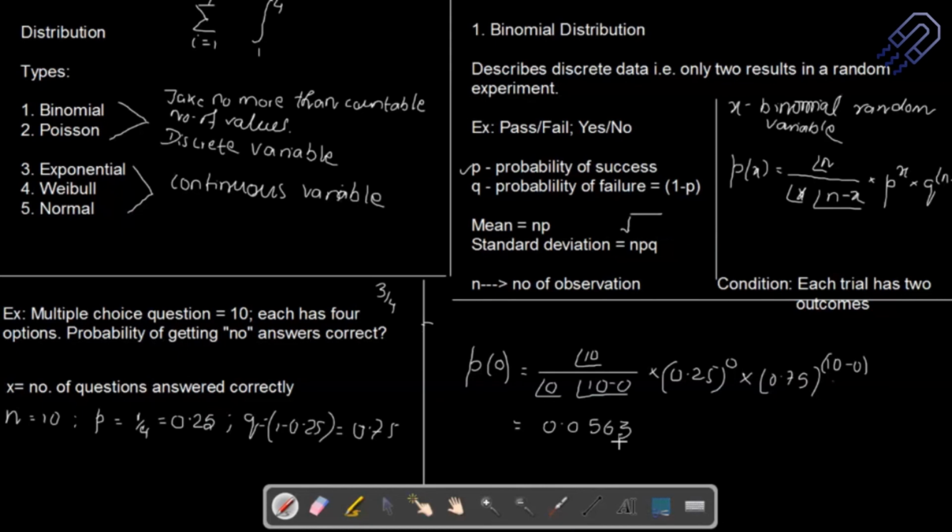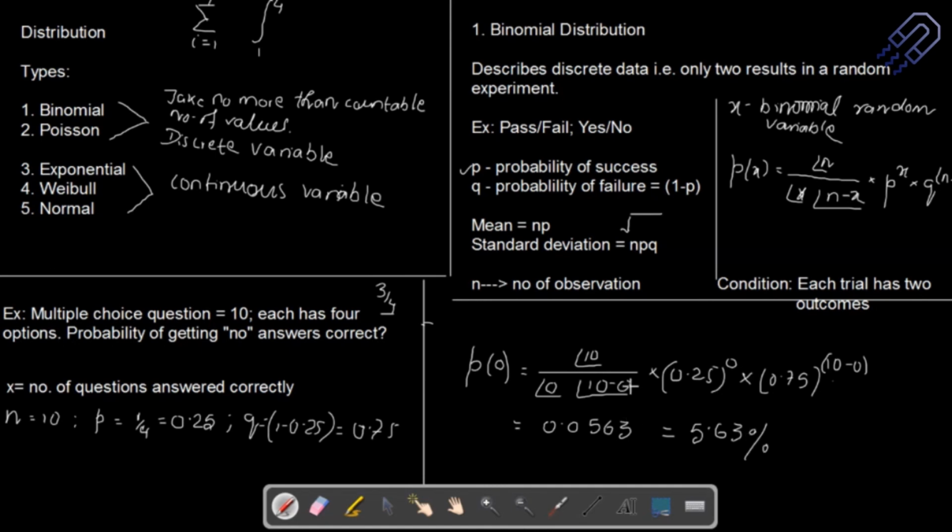0.0563. Check your steps. If we convert it into percentage, you just multiply it with 100, so you can write it as 5.63%.